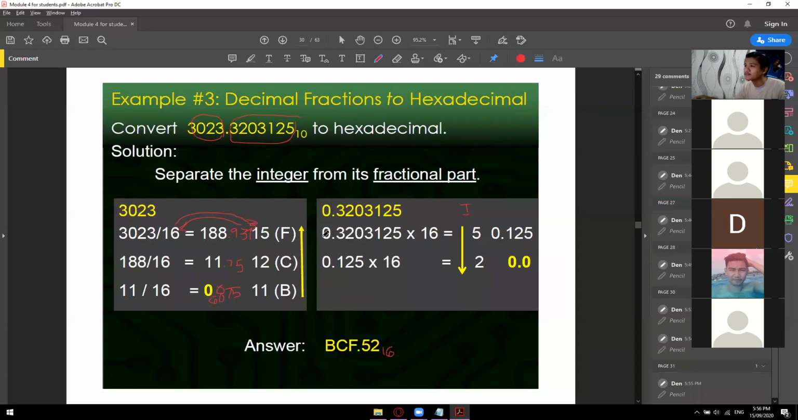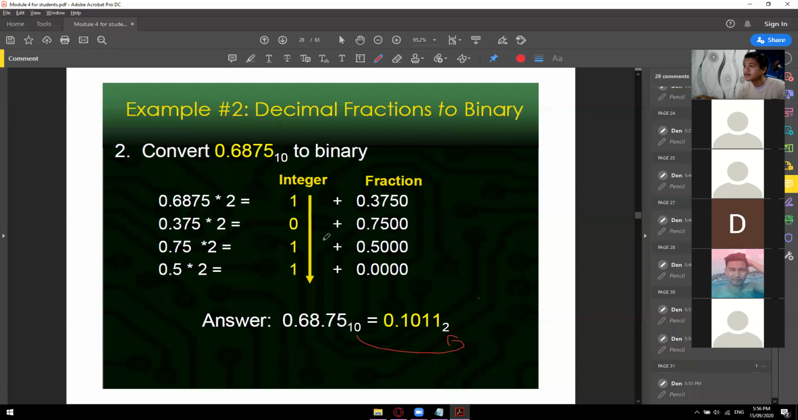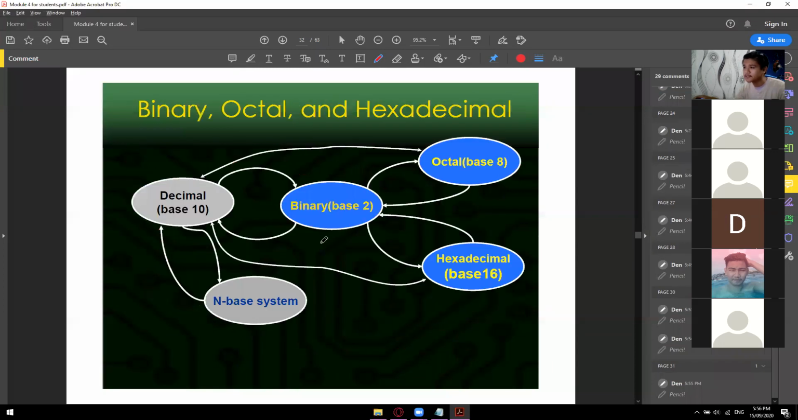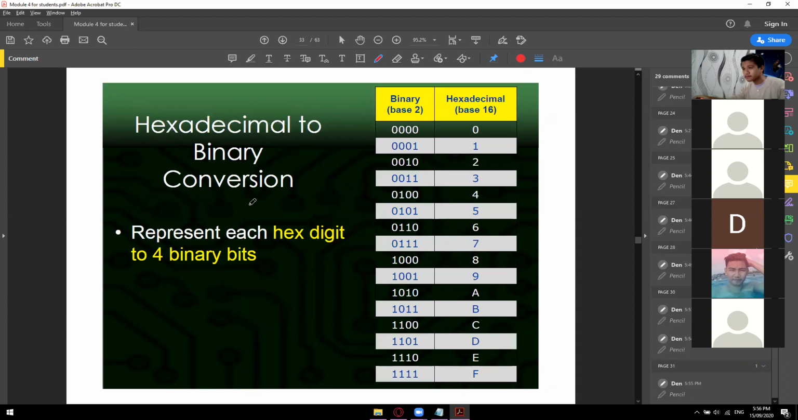Decimal to octal, decimal to hexadecimal, decimal to binary, or decimal to n base. Okay, so basically yung mga ginawa natin process kanina, yun yung mga possible ways na pwede nyong i-convert. Okay? So next one is hexadecimal to binary conversion.